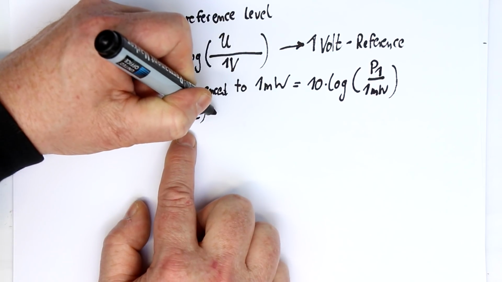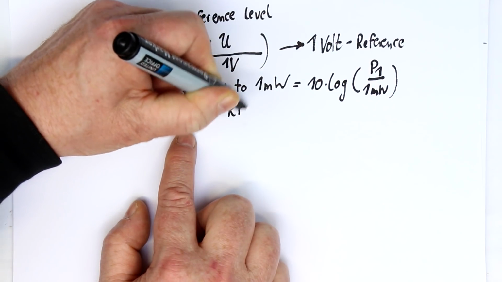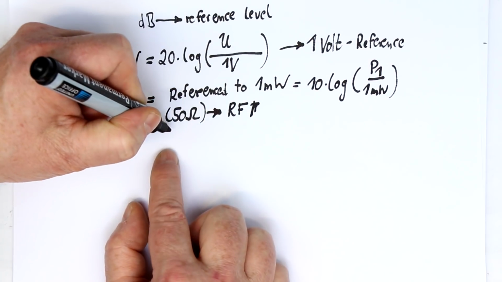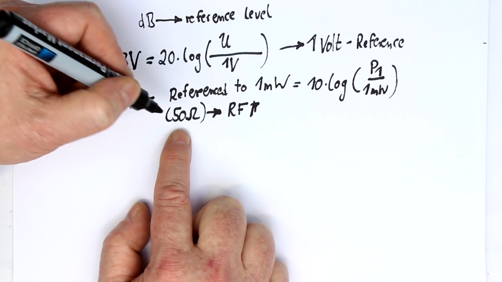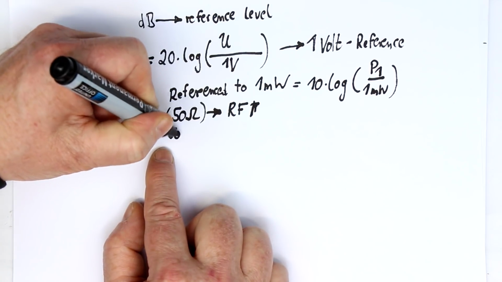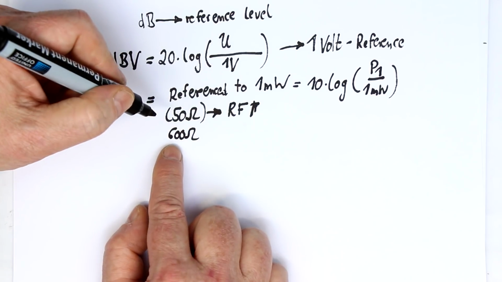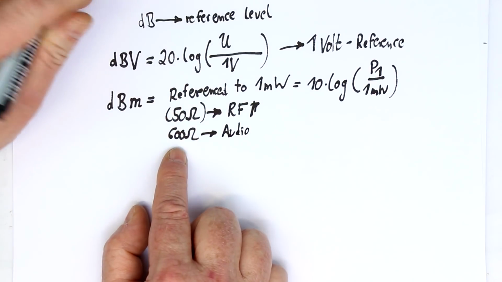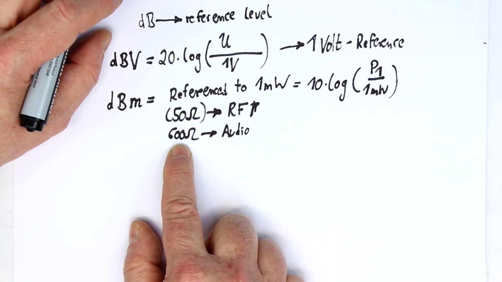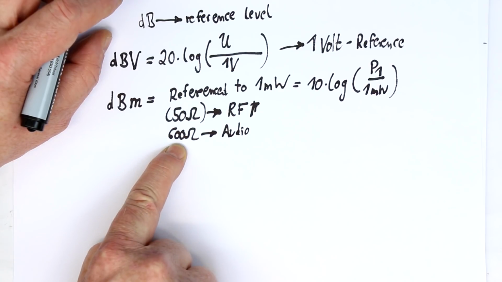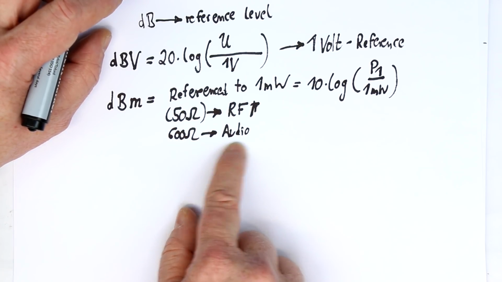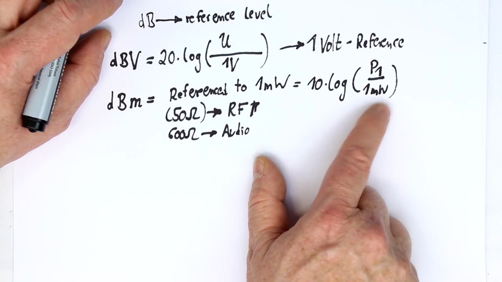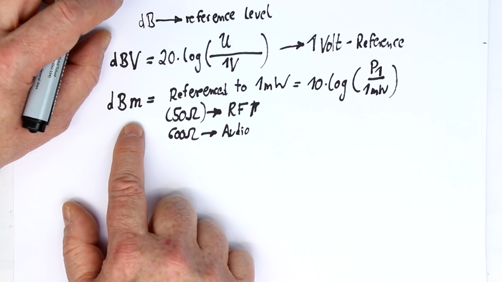It can also be 600 ohms. So in the radio frequency range, it's usually 50 ohms as a reference, but you have to give this value. In audio measurements, it's quite often 600 ohms. And so if you first measure your voltage, you have to convert your voltage with the help of your defined resistance to a power and then put it into this formula. So that's a little bit complicated.